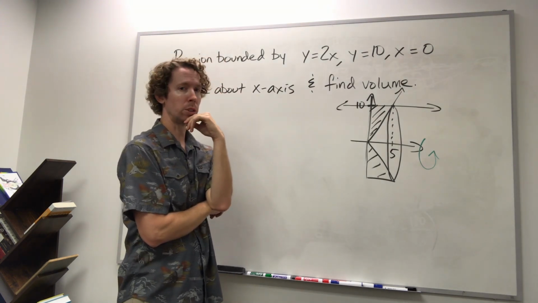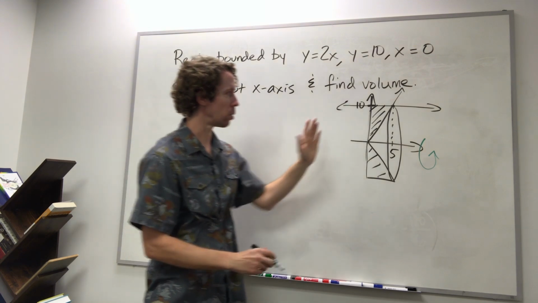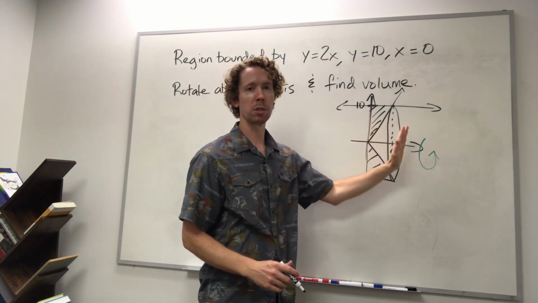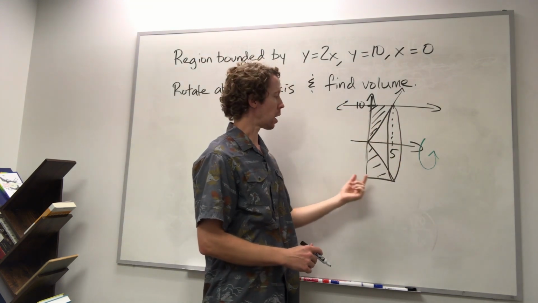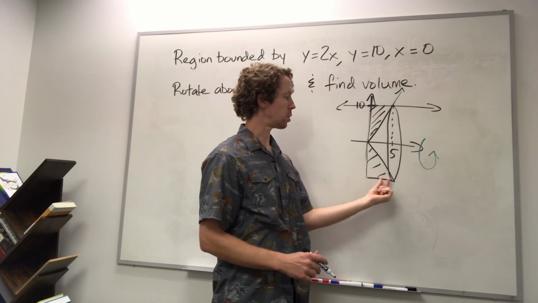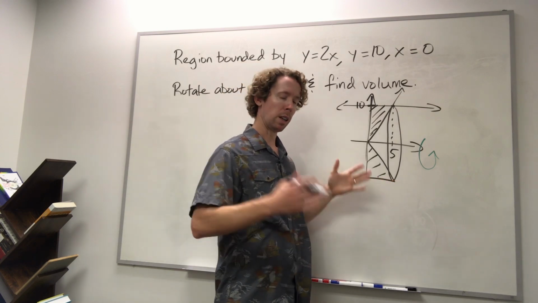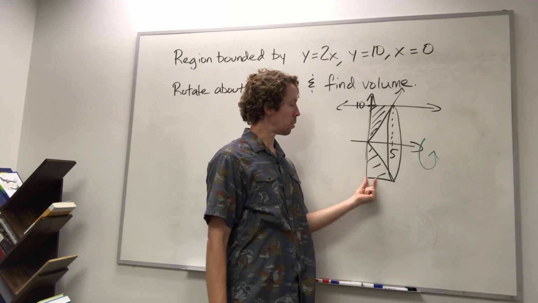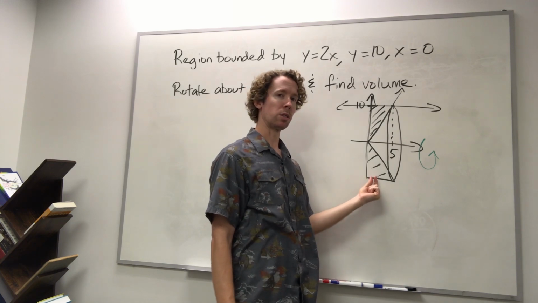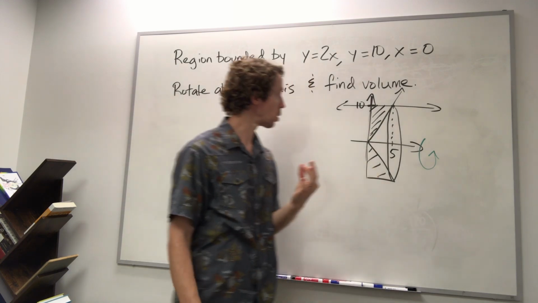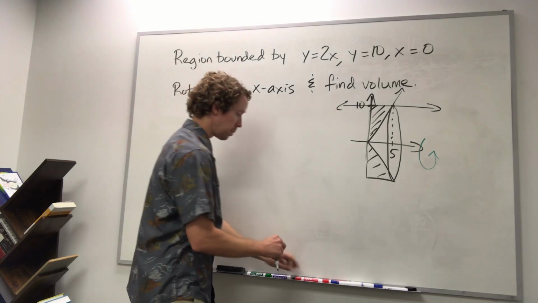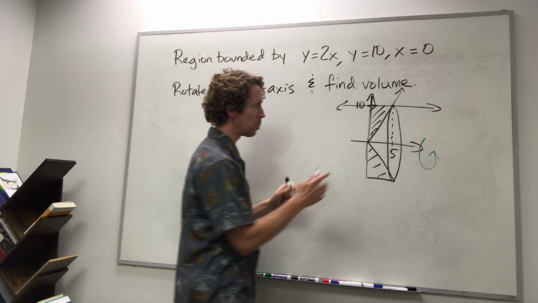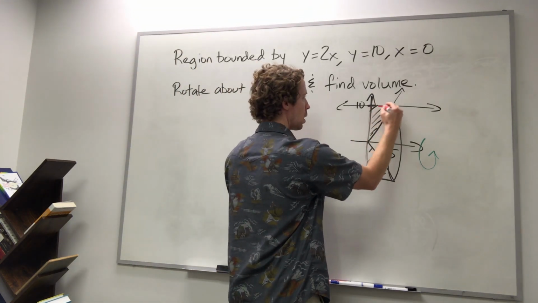So what I'm going to do is use this disk/washer method where you slice up this object into vertical pieces and calculate the volume of each of those pieces and then add those together. Take the limit as the width of the pieces goes to 0, and that turns into an integral. So if I take a slice, it's going to look something like this. I'll sketch it here.